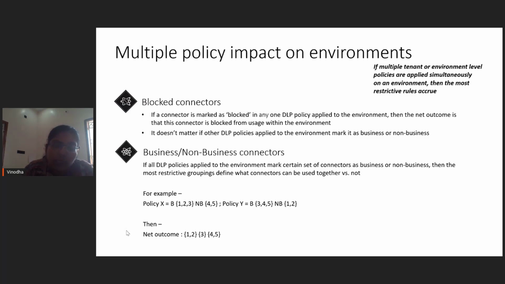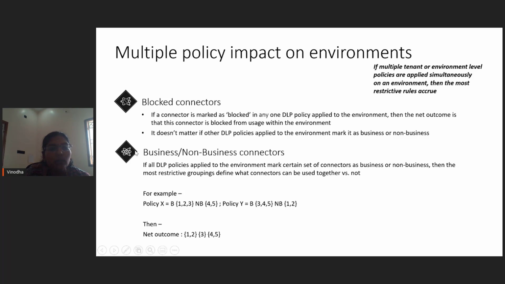Next, we are going to see how multiple DLP policies impact the environment. Consider if multiple DLP policies are associated with the same environment, then the most restrictive rules take precedence over the other. In two ways, you can compute the multiple DLP policy impact on the environment. One way is to consider blocked connectors. If a connector is marked as blocked in any one of your DLP policies and it is applied to the environment, then you cannot use those blocked connectors in your environment entirely.